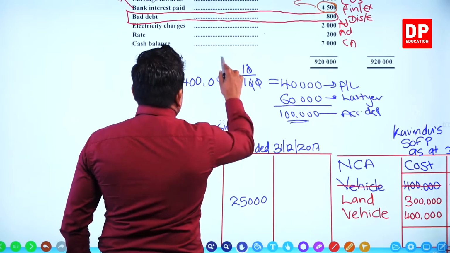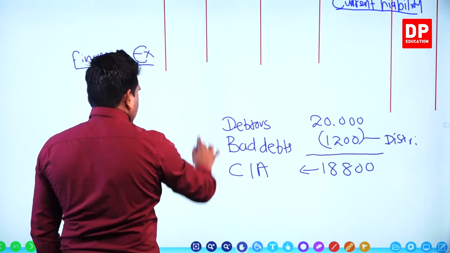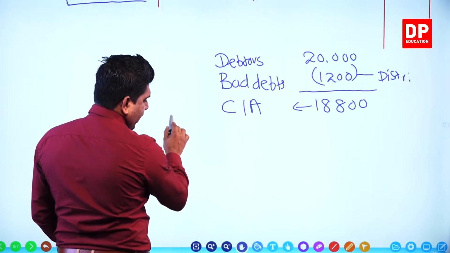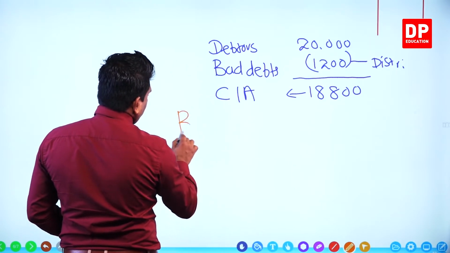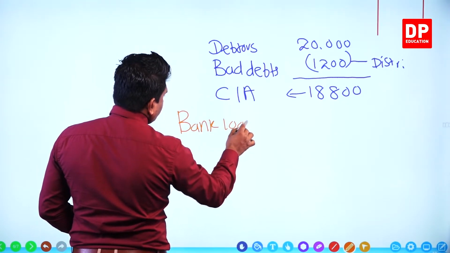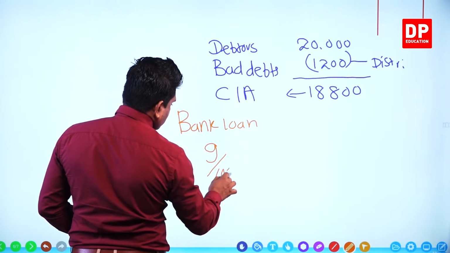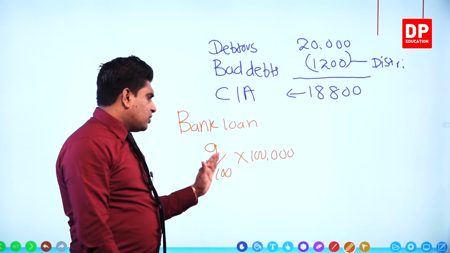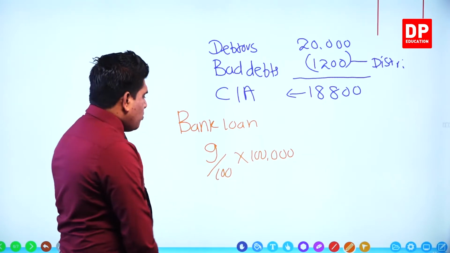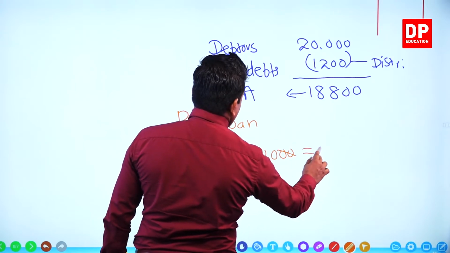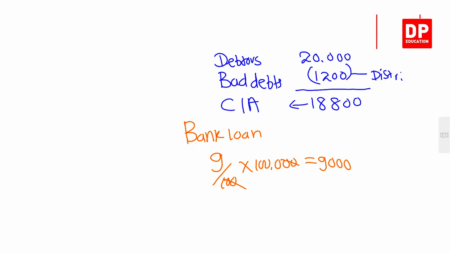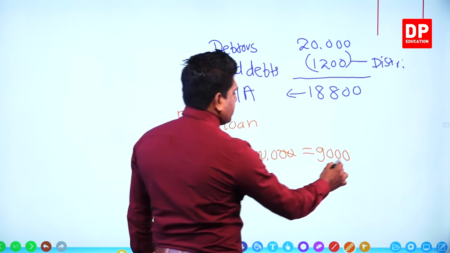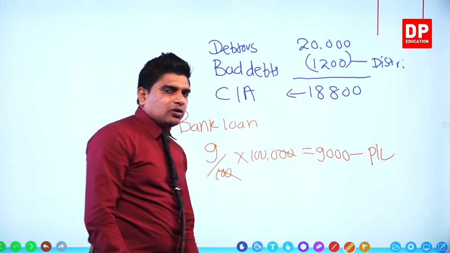Now, 9% is given. 9% means here I use the bank loan. You have to write down this whole bank loan. Percentage is 9 over 100 into 100,000. How much is the annual bank loan interest? 9,000. Don't think twice. When you get the answer, where must you write it? In the profit and loss statement. Don't think twice, you must write it.